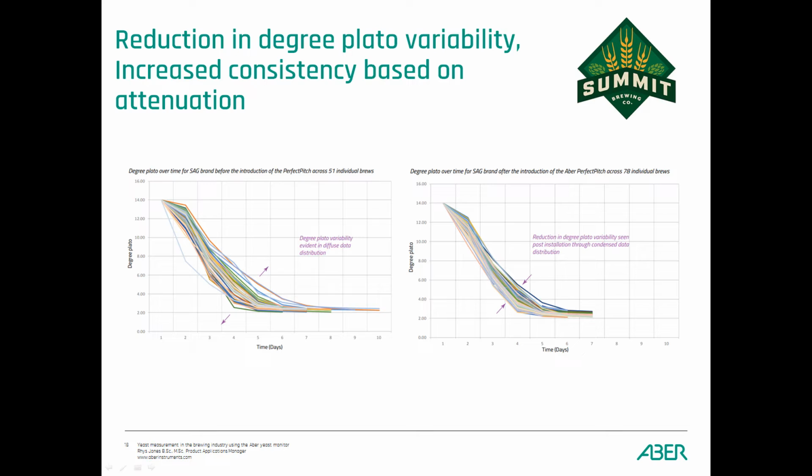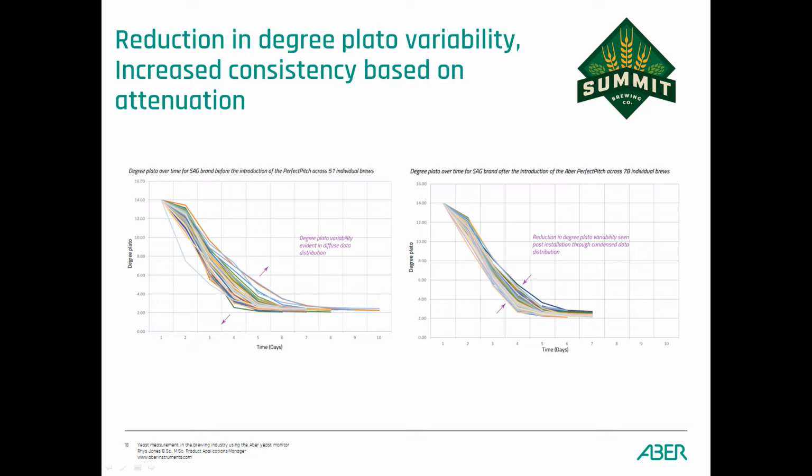This was also the experience of Summit Brewing Company, who saw a reduction in degree plateau variability over time across multiple brands and brews. This was achieved by improving the consistency of the pitching rate when using the ABBA monitor to control their pitching regimen. The data point distribution was significantly condensed post-installation of the ABBA system, as demonstrated in this long-term study in over 75 individual brews. The reduction in variability could improve the final quality of the product.